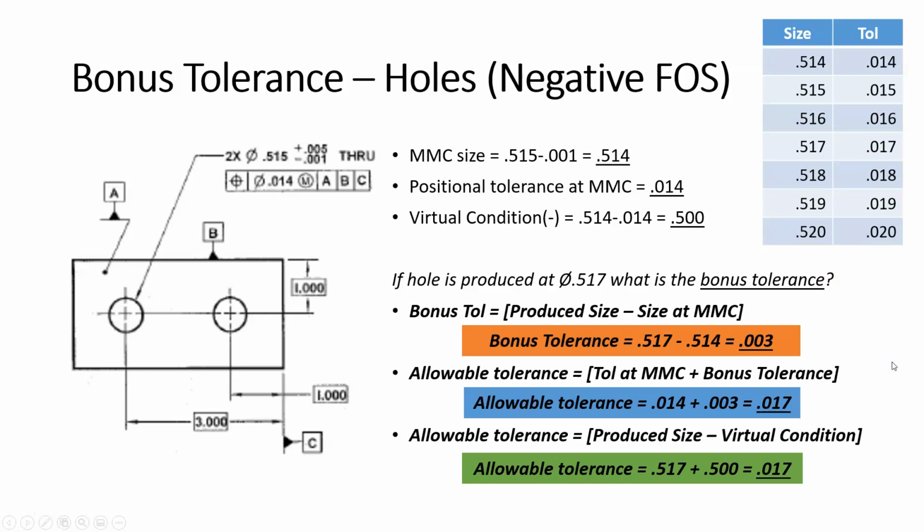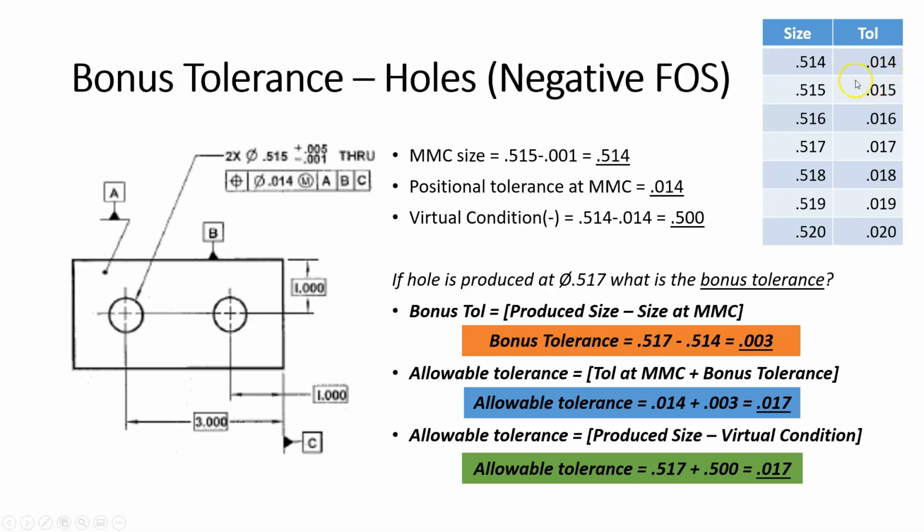Another way to look at this, and this is the way that I've done in some of the examples, is to just create a table, right? It's a little bit more work than just doing the equations, but with the table you can see everything. The first column is the size of the hole. We start with the MMC size, 0.514, and go all the way through to the least material condition size of the hole, which is 0.520. The tolerance at 0.514 is given to us as 0.014, 14 thou.